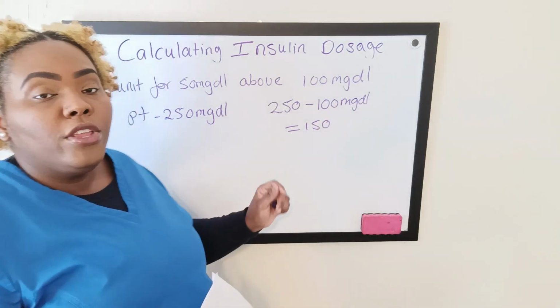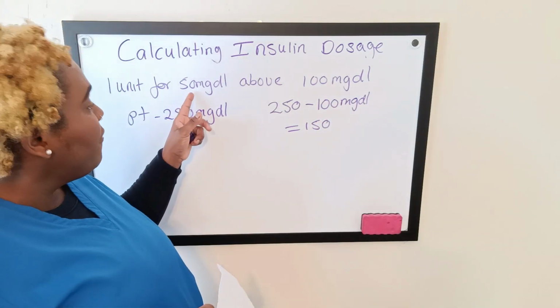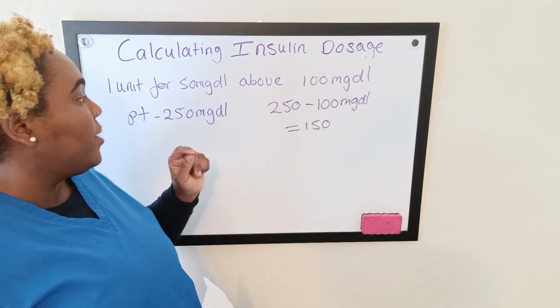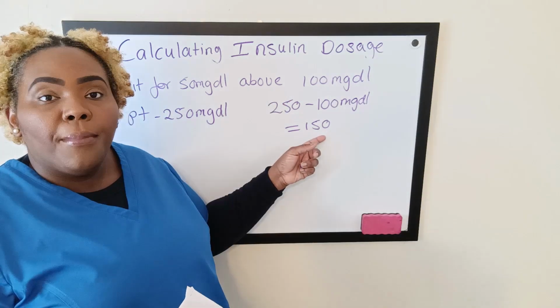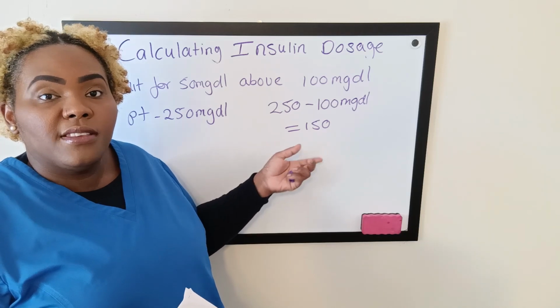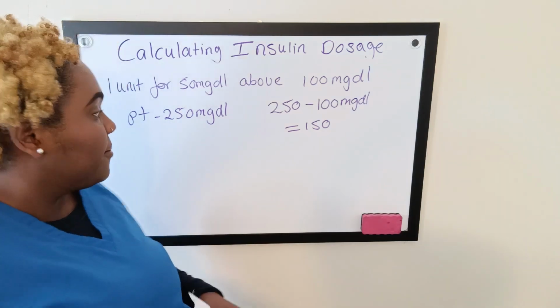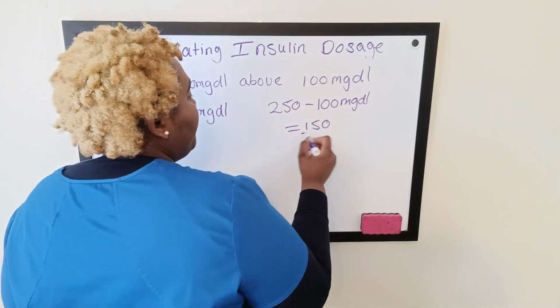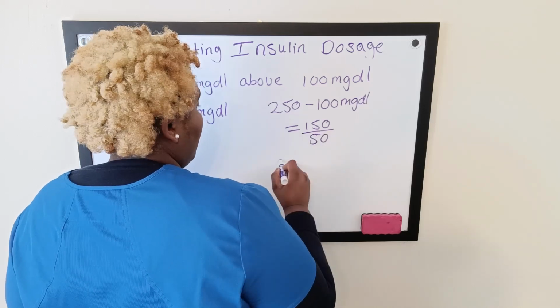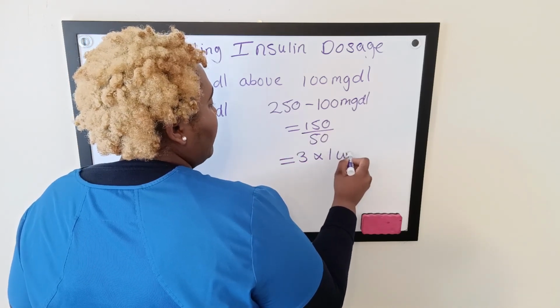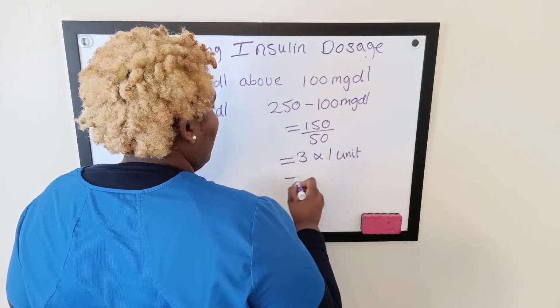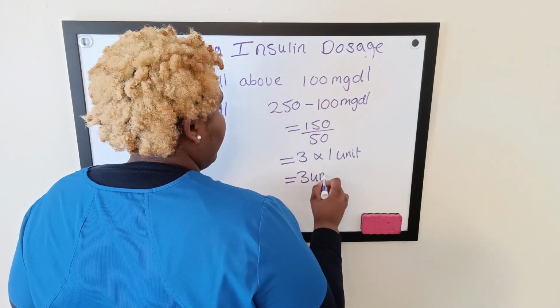So our patient's blood level is 150 above the target level. Okay? So we know the order says for every 50 above the target level, we have to give 1 unit. How would I know how much is 150? How many 50s are in 150? So we divide 150 by 50, which will give us 3. You multiply the 3 by the 1 unit, equals the 3 units.